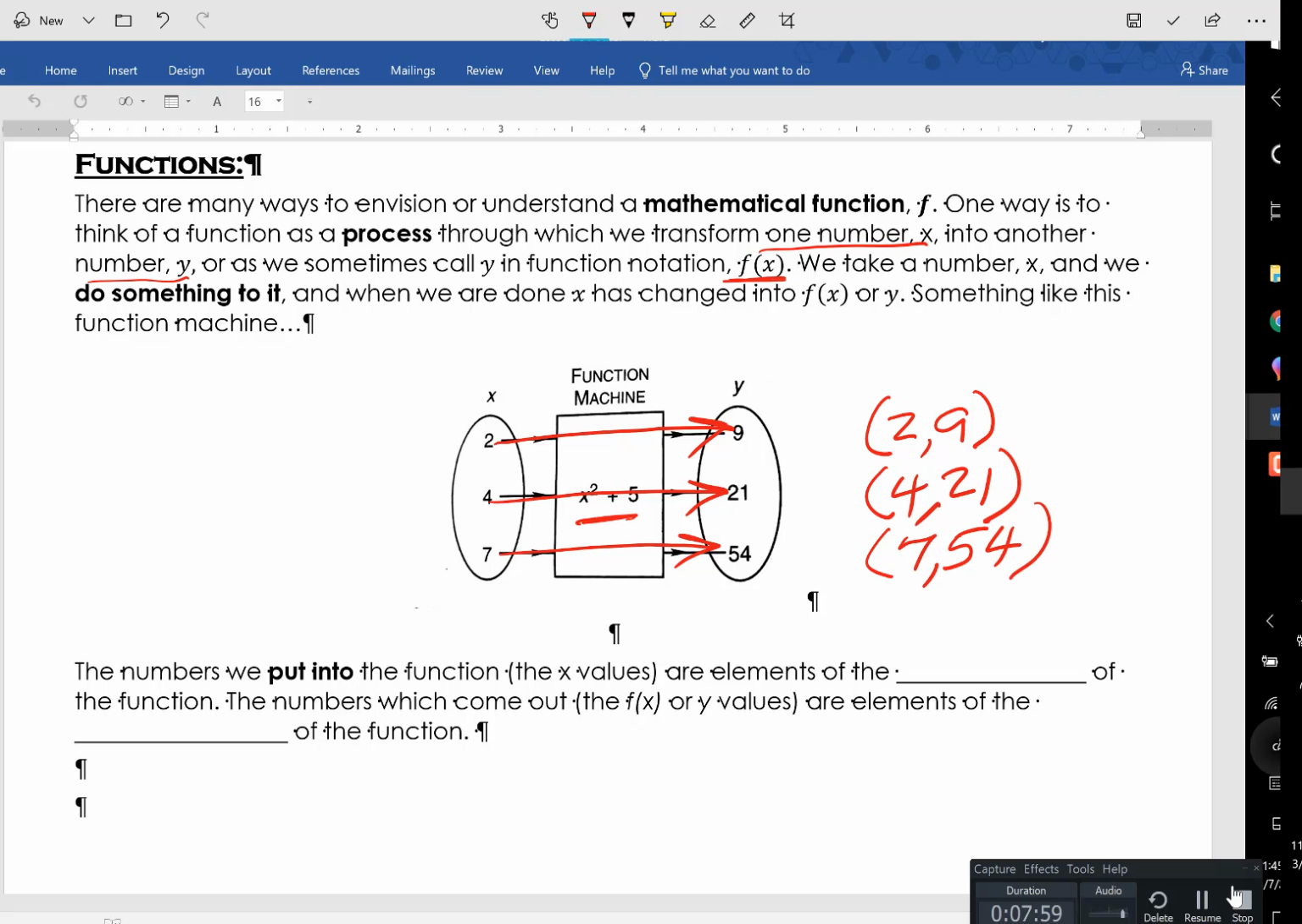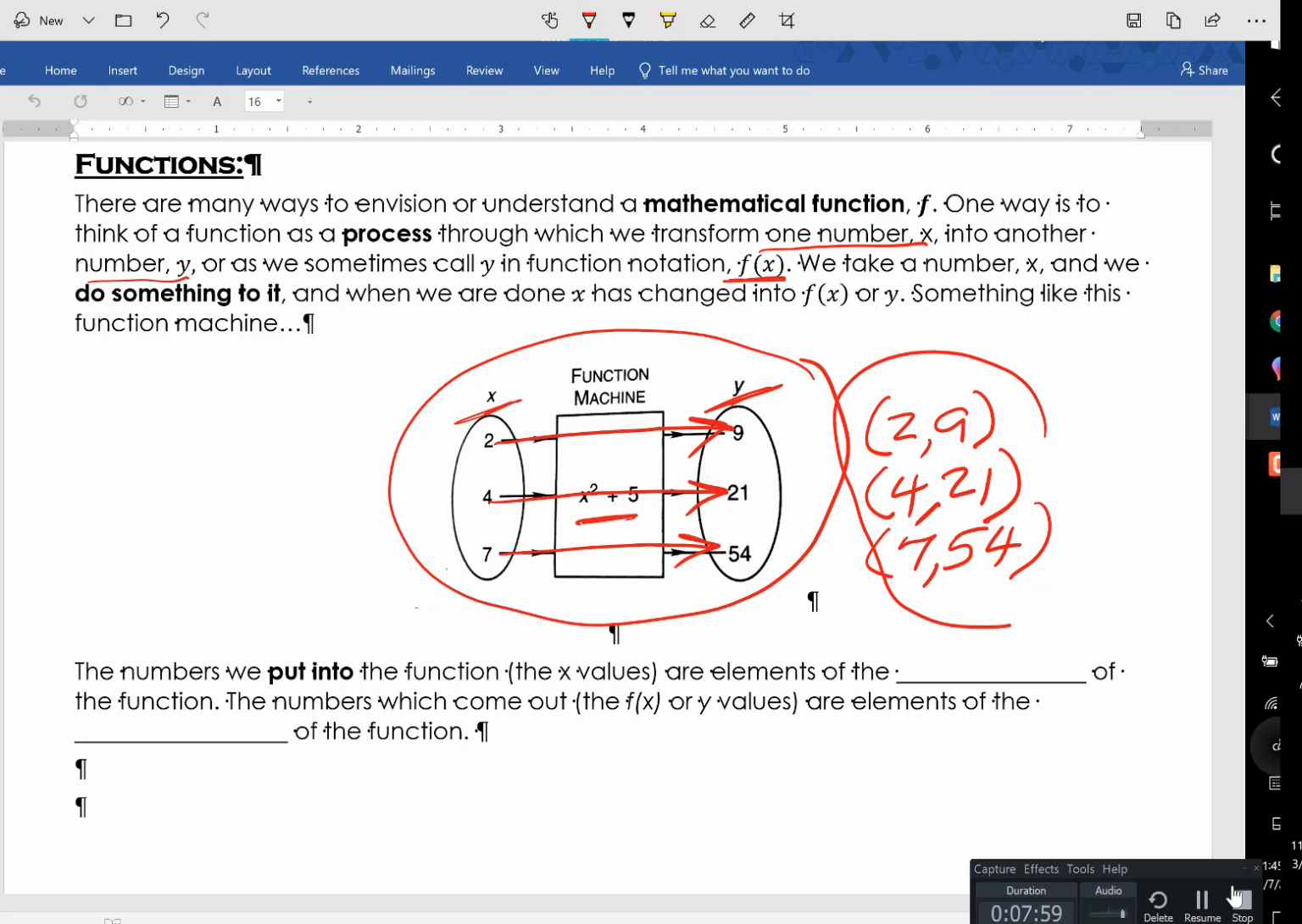Okay, so you can look at a function this way as a mapping, matching certain numbers that are in the domain to certain numbers that are in the range. You can look at a function as just a set of coordinate pairs where the x's are your values in the domain and your y's are the values in the range. So the numbers, like I said, we put into the function, the x values, are the elements of the domain of the function, and the numbers which come out of the function, or the f of x or the y values, are elements of the range of the function.